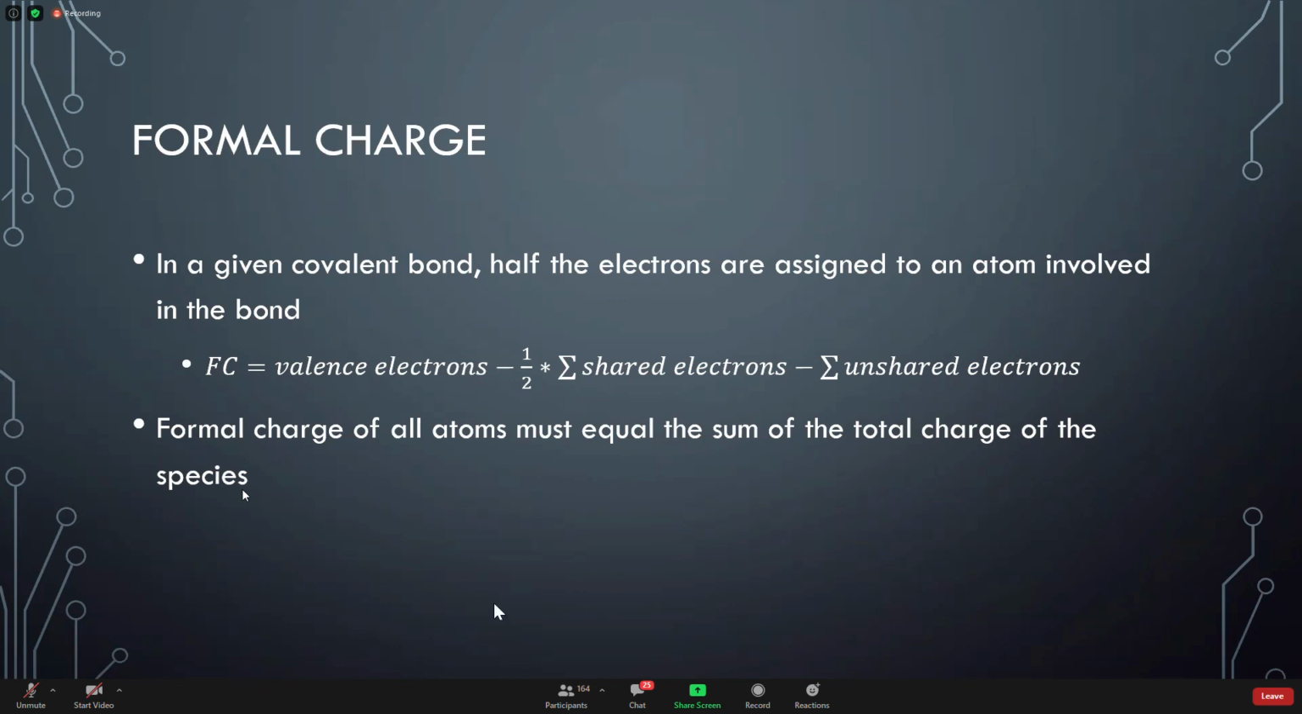And the formal charges, if you add them all up, have to equal the total charge of the species. So the sum of all the formal charges, if you have a neutral molecule, has to be 0. If that's not true, double check your formal charges, double check your electrons, stuff like that.